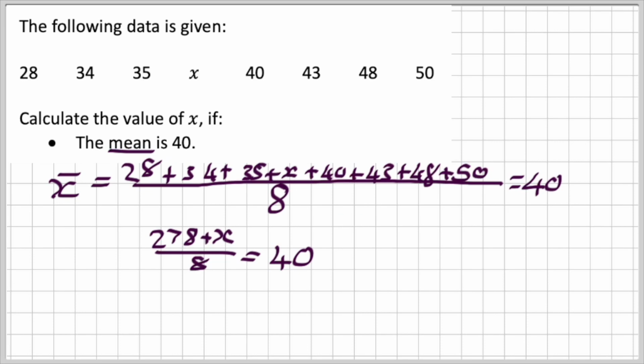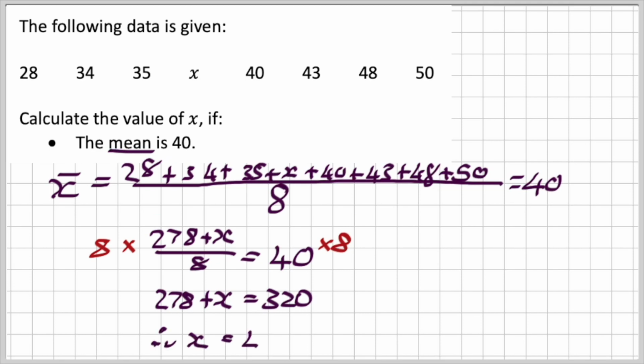which tells me that I've got to now solve x. How do I get rid of a divide by 8? Well, I'm going to multiply by 8 on both sides. And this gives me 278 plus x must give me 320. And therefore, x must be 42.